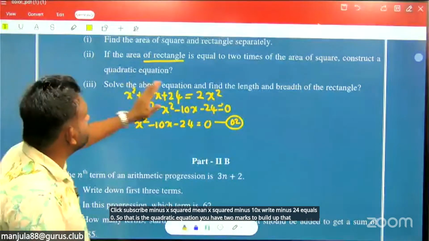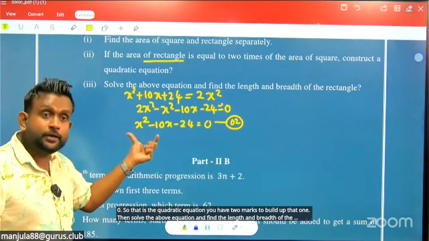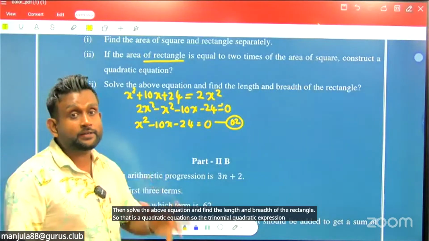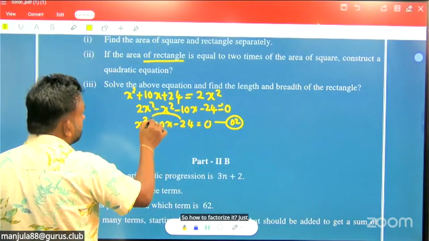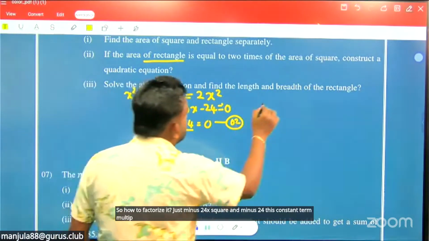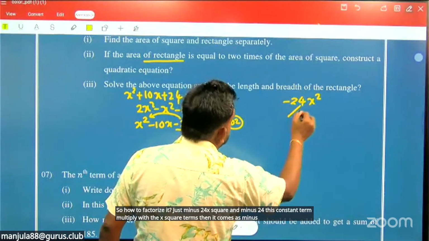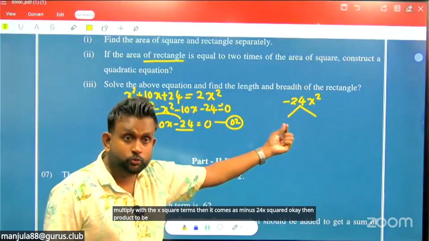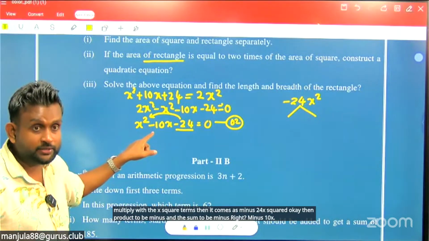Then solve the above equation and find the length and breadth of the rectangle. So that is the quadratic equation. The trinomial quadratic expression on the left side, you have to factorize it. So how to factorize it? Take the constant term minus 24 and multiply with the x squared term, then it comes as minus 24 x squared. The product is to be minus and the sum to be minus 10x.